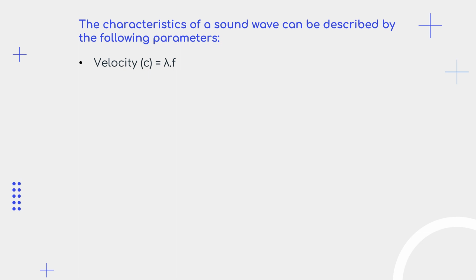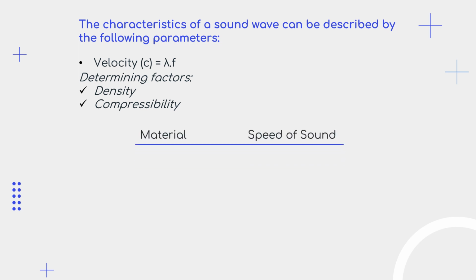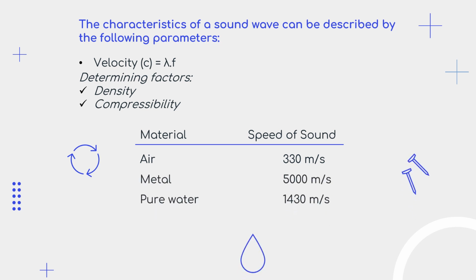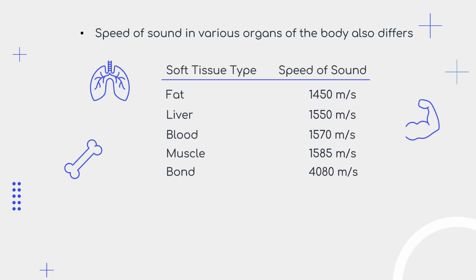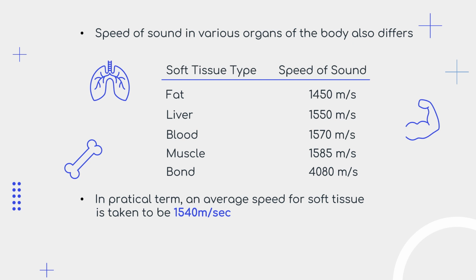When a sound wave travels through any medium, it is certain parameters of that medium which determine the speed of sound propagation. These determining factors are density and compressibility. Therefore, speed of sound is a characteristic of each material through which sound travels. For example, air 330 meters per second, metal 5,000 meters per second, pure water 1430 meters per second. Speed of sound in various organs of the body also differs, like the table below. In practical terms, an average speed for soft tissue is taken to be 1,540 meters per second.